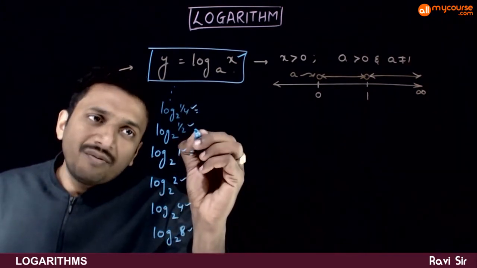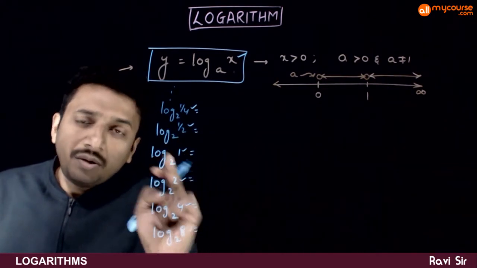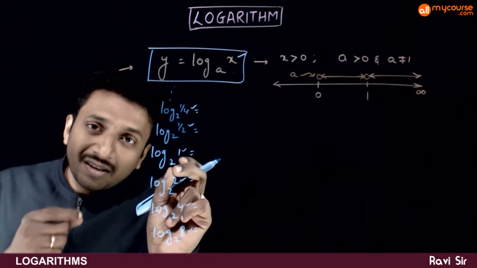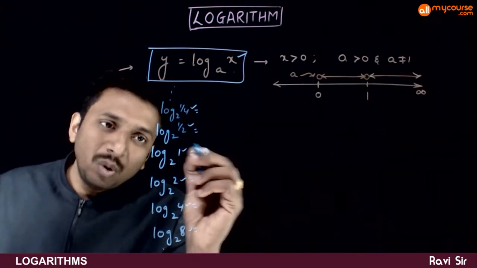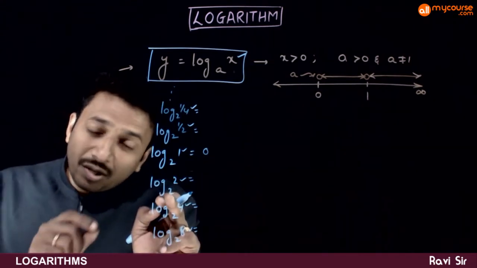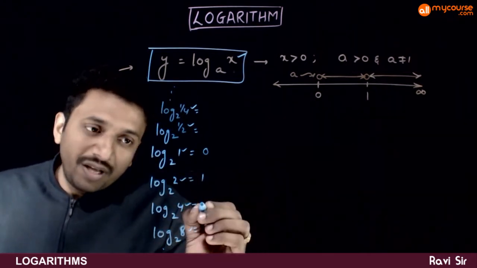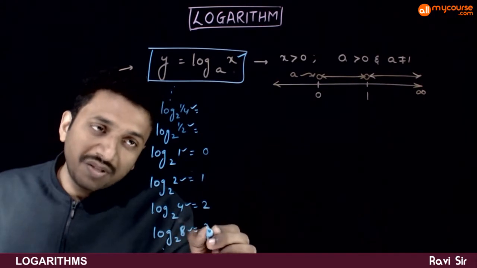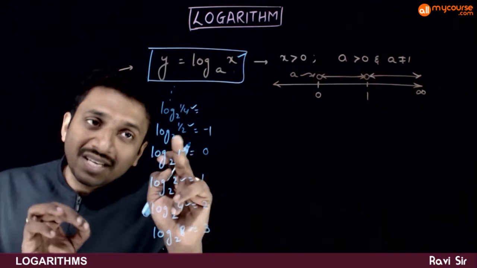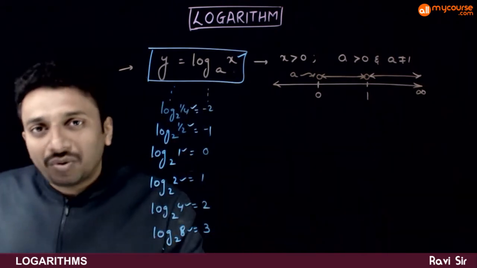Now what are the values of logarithms? So log 1 to the base 2. 1 can be written as 2 power 0. So what is the power of 2 present in 1? That's nothing but 0. So 2 has to be raised to the power 0 to get 1. What is log 2 to the base 2? To what power should 2 be raised to get 2 as the answer? 1 is the answer. What is log 4 to the base 2? 2 is the answer. Log 8 to the base 2 is 3. Log half to the base 2 is obviously minus 1 because half is nothing but 2 power minus 1. Log 1/4 to the base 2 is minus 2, so on.